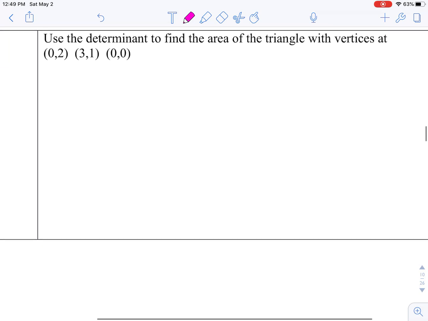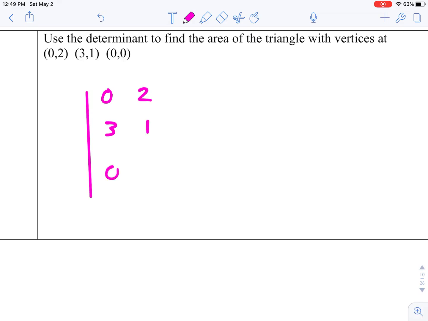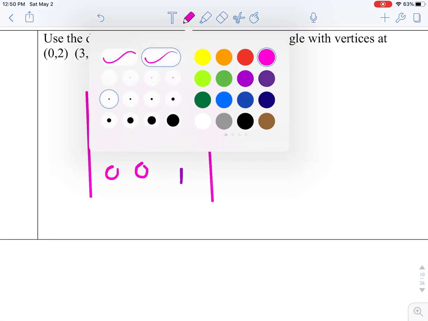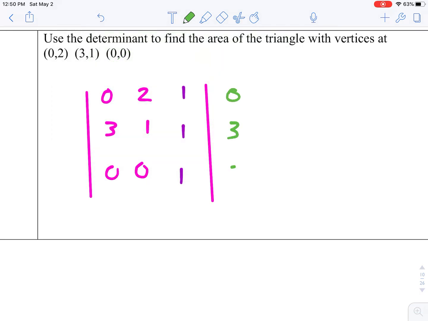So let's go ahead and try one of these problems, area of the triangle. So first off, I want you to write your ordered pairs. We have 0, 2, 3, 1, 0, 0. And then we're going to just write ones along that last column. We have to find the determinant. Remember, when you find the determinant, you have to repeat those first 2 rows. So I'm going to go ahead and do that. I'm trying to write nice and organized and neat here. So 0, 3, 0, 2, 1, 0.